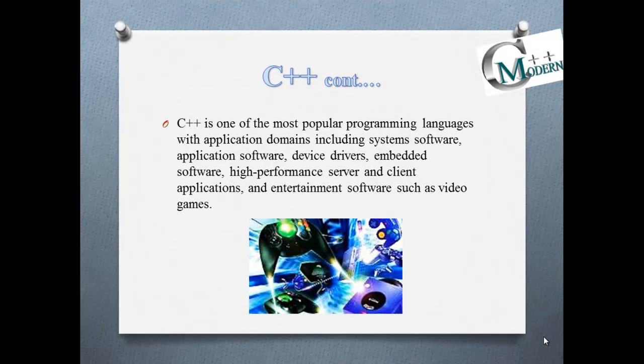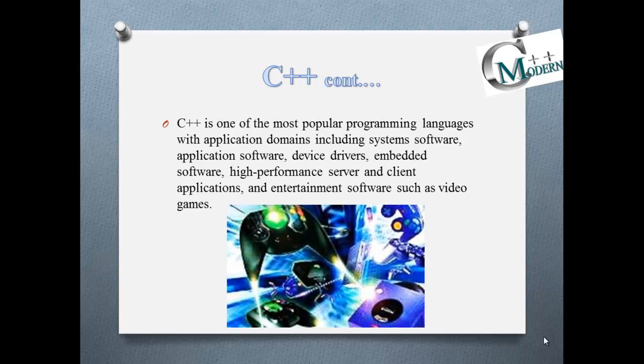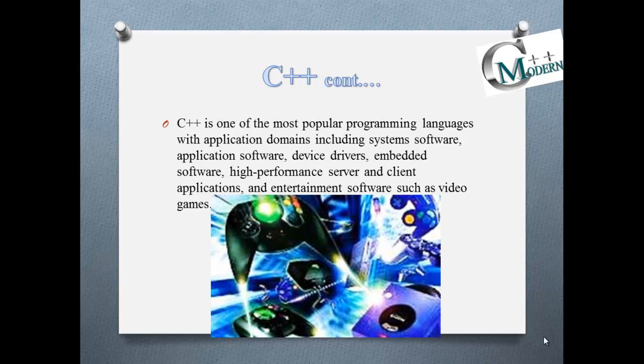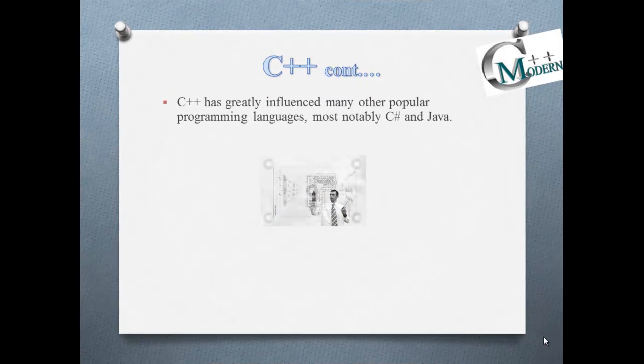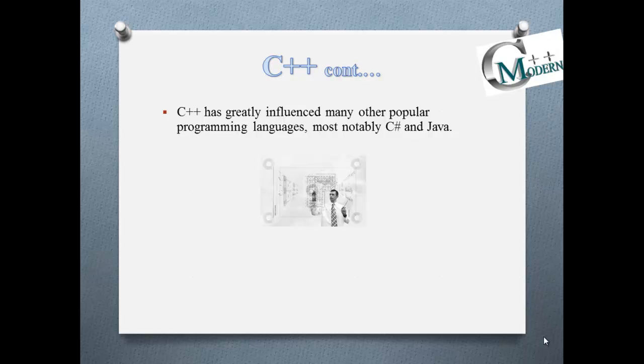C++ is one of the most popular programming languages with application domains including system software, application software, device drivers, embedded software, high-performance server and client applications, and entertainment software such as video games. C++ has greatly influenced many other popular programming languages, most notably C# and Java.